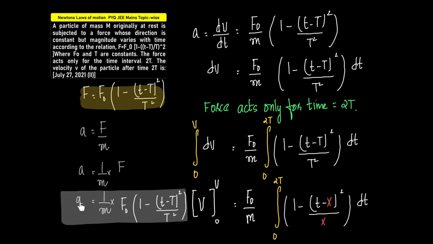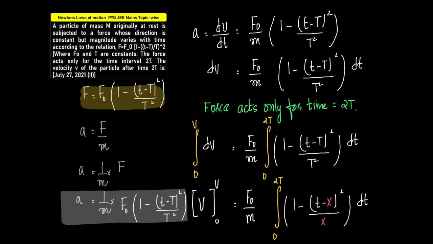Okay, so now this is acceleration. Now why did I bring acceleration? Because we've been asked to find out velocity. And acceleration can be written as dv by dt. So now I can write dv by dt is equal to f0 by m into (1 minus t) the whole square by T square. Now I'll take dv on the LHS and transpose dt to the RHS, which means dv is equal to f0 by m, both of which are constants, into (1 minus t) the whole square by T square dt.